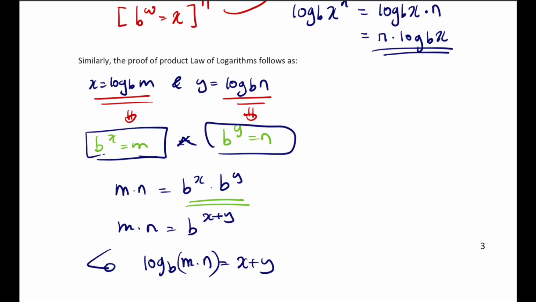which will give us that since x is equal to log base b of m, y is equal to log base b of n, log base b of m times n is the same as log base b of m plus log base b of n. So we have just proved the product law of the logarithm.